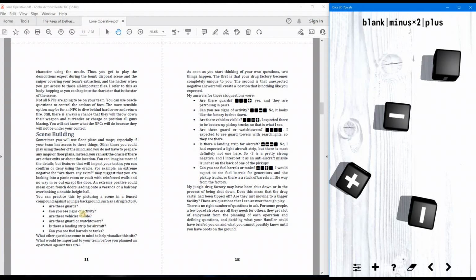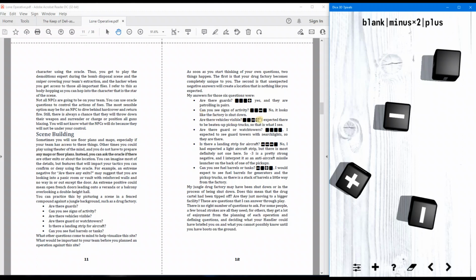Now, I also use it for scene building, which is a bit like world building. You ask a question about the scene, and you decide a yes, no, and probable answer, and then roll. I've got examples here of asking whether there are any guards outside, looking at this kind of factory facility or compound. And so are there guards? I rolled a plus, so yes, and I reckon they're patrolling in pairs.